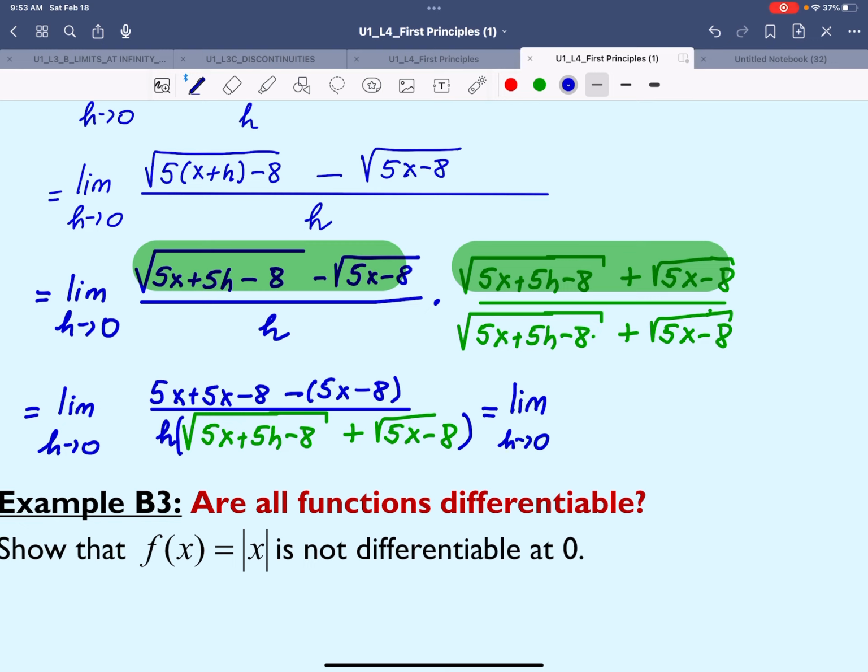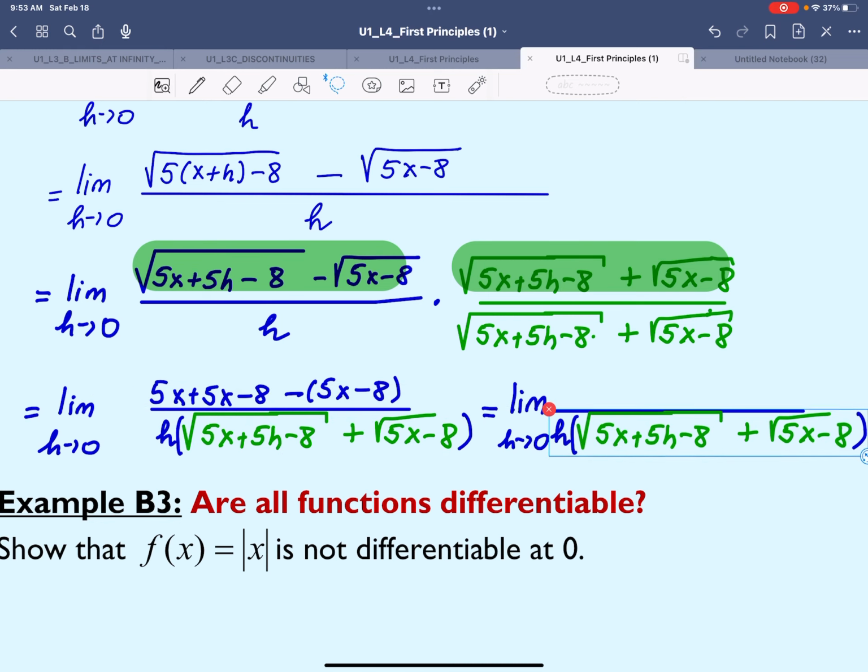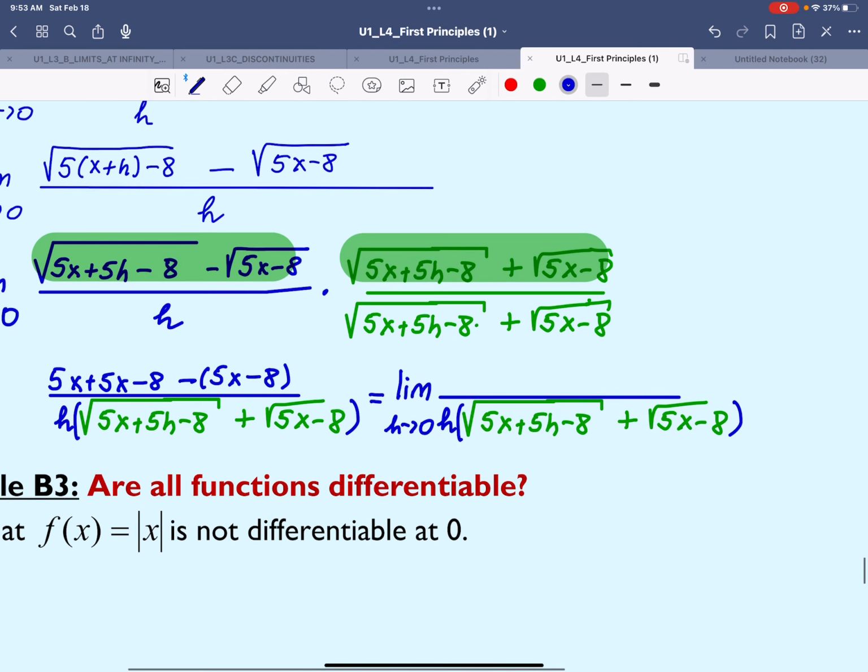We'll simplify. So what we have in the denominator is the h. We're not changing the denominator at all, so we're going to leave it as is for a couple of steps at least. We are going to simplify the numerator. So hopefully we are going to see the h as a common factor. Let's see what happens.